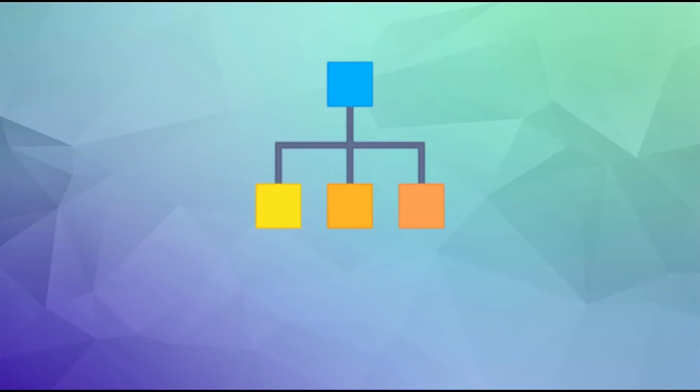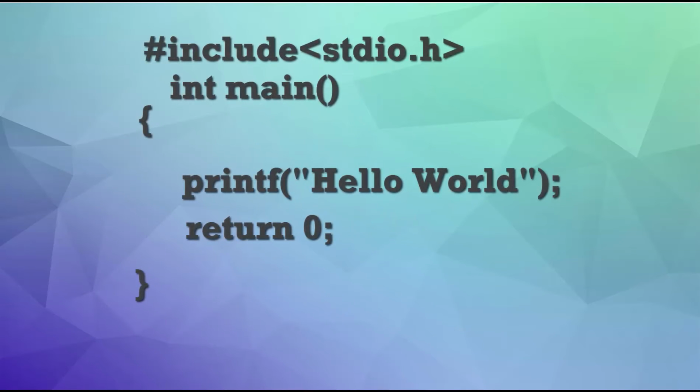So let's see the basic structure of C language. This is the program which prints hello world as the output. This is the very basic program which you will find in every textbook. Don't worry about all the statements above. I will explain all this in great detail in the next lecture.